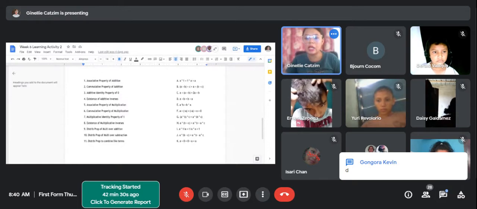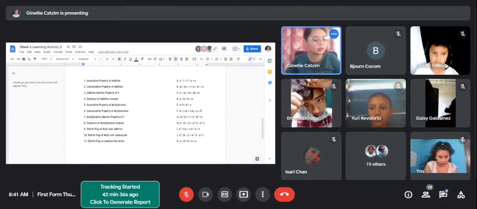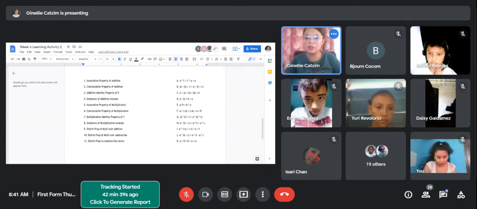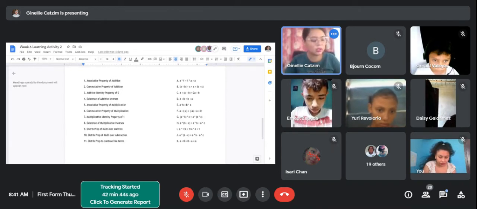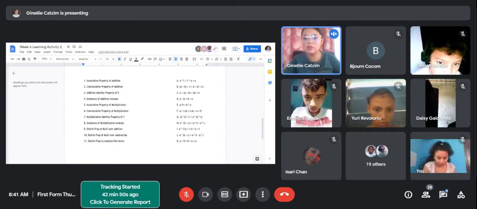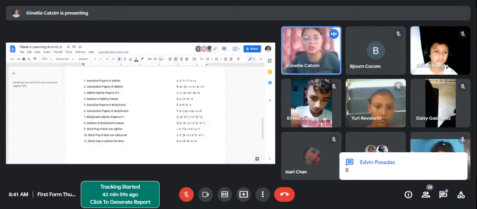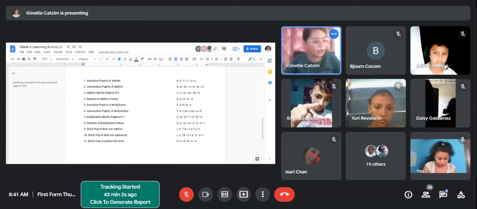D says, good try, Kevin. But D is not the associative property of addition. The associative property of addition, remember, states that it doesn't matter the grouping or the associations, the answer will be the same. Edwin says B, very good. A plus B plus C equals A plus B plus C. It doesn't matter the grouping, the answer will be the same.